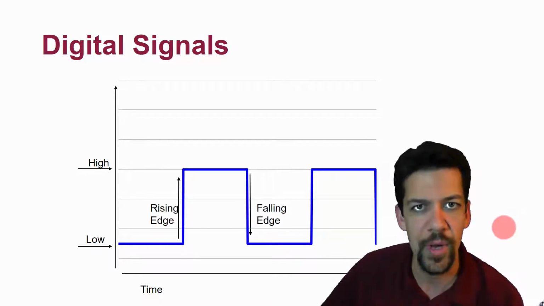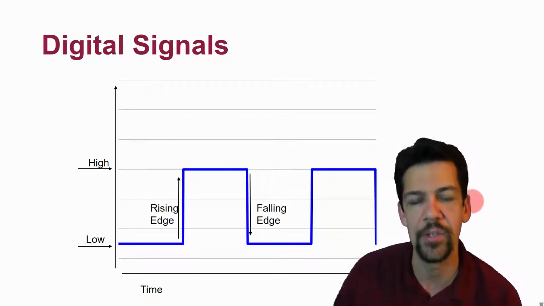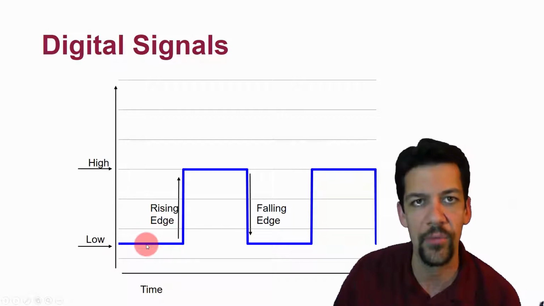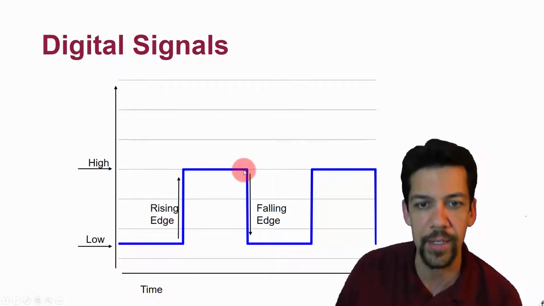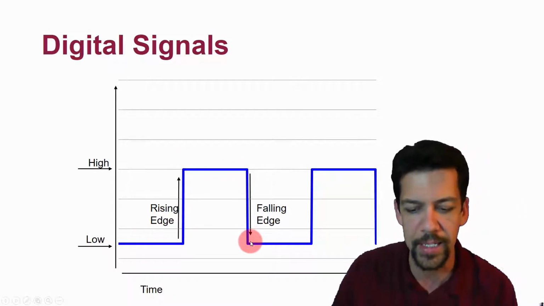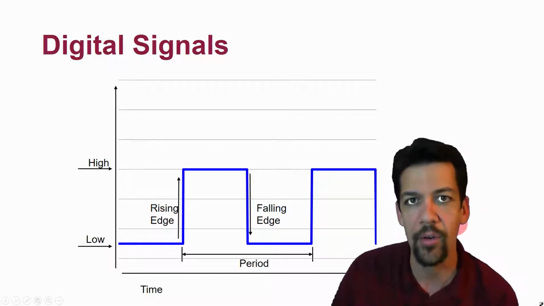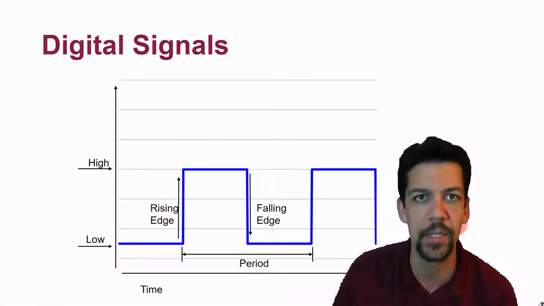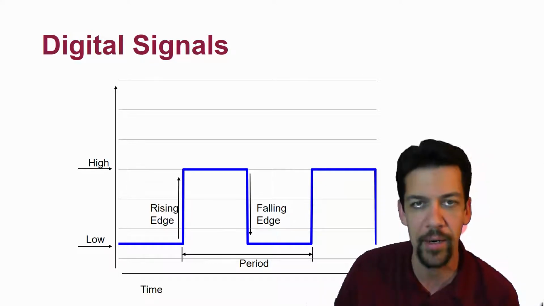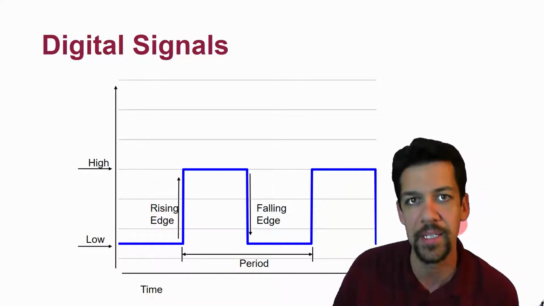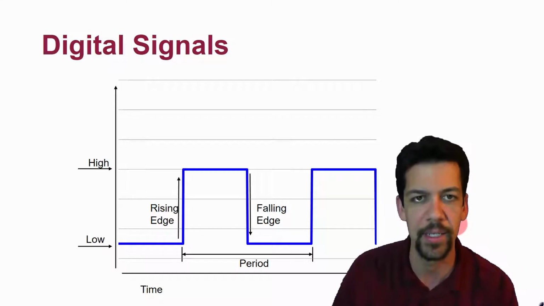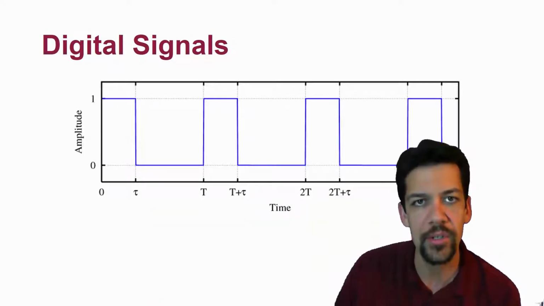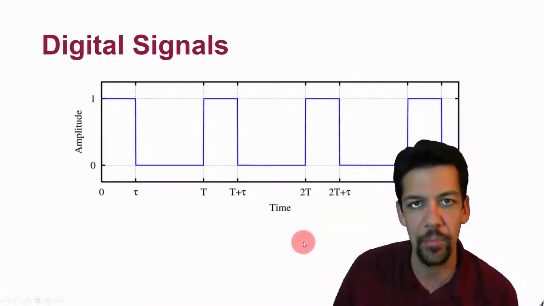Digital signals also have a rising edge and a falling edge. The rising edge is the transition from low to high, and the falling edge is the transition from high to low. Every regular digital signal has a period, and that is one cycle of a repeating pattern over some time, and this is measured in seconds typically. So digital signals have a lot of different properties, right?